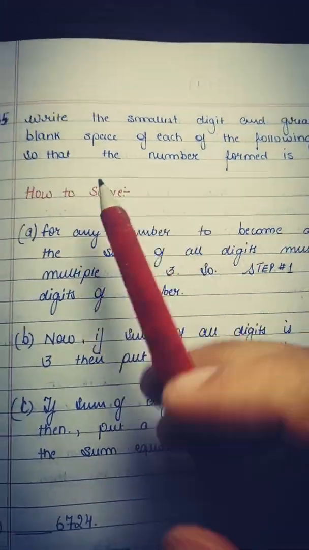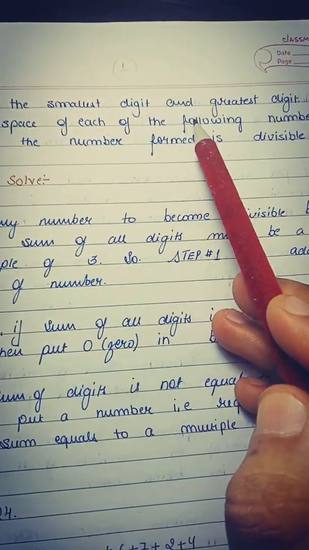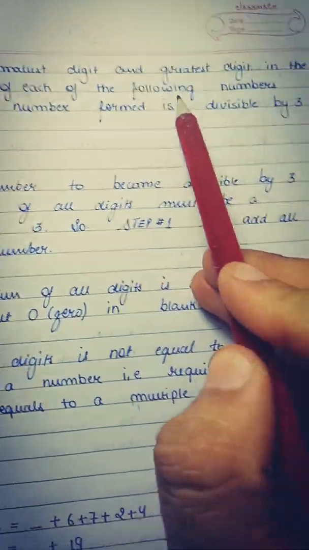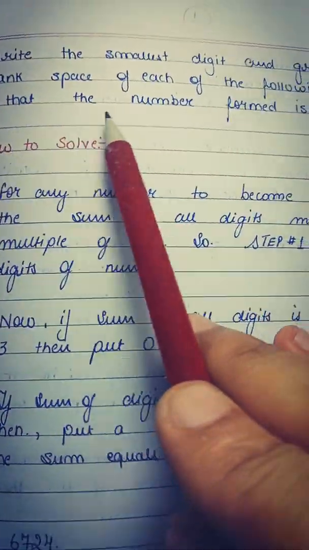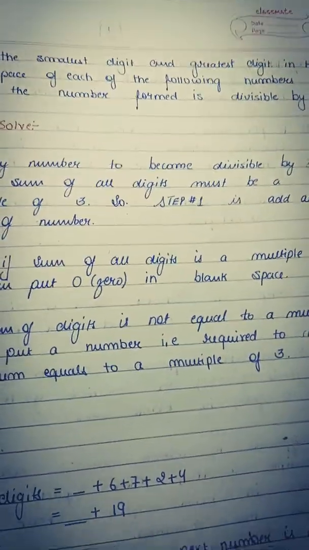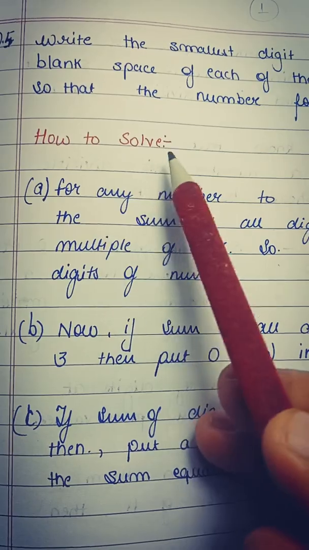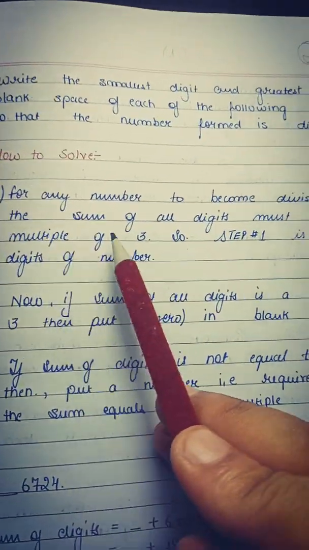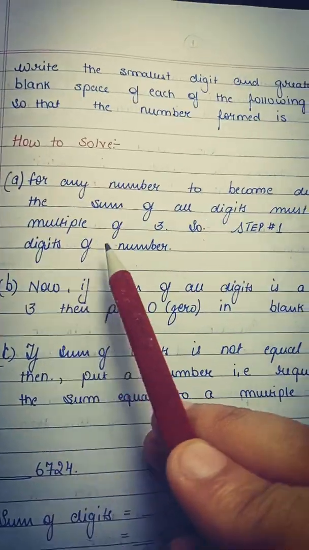Write down the smallest digit and the greatest digit in the blank space of each of the following numbers so that the number formed is divisible by 3. Now, how to solve? The guidelines are, for any number to become divisible by 3, the sum of all the digits must be a multiple of 3.